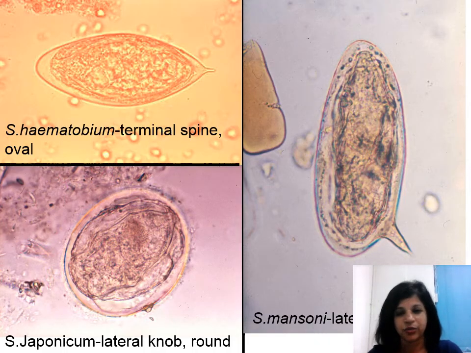Now this slide is showing you a comparison of the Schistosoma eggs. Out of the three, I told you Schistosoma haematobium, which has a terminal spine, is found in urine, and the other two, Schistosoma japonicum and Schistosoma mansoni, are found in fecal samples. So japonicum has a lateral knob, and mansoni has a lateral spine. With those knobs and spines, you differentiate each of the species of Schistosoma.